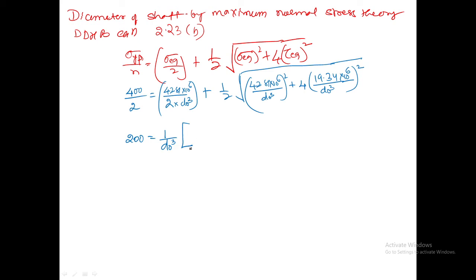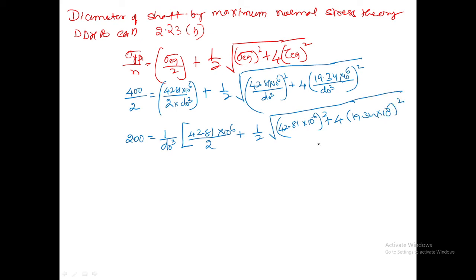Okay. So, now 42.81 divided by 2. I will just rewrite here again: plus 1 by 2 square root of 42.81 into 10 to the power of 6 squared, plus 4 into 19.34 into 10 to the power of 6 squared. So, now we calculate what is the value of d naught cube. Then you calculate the value of d naught.